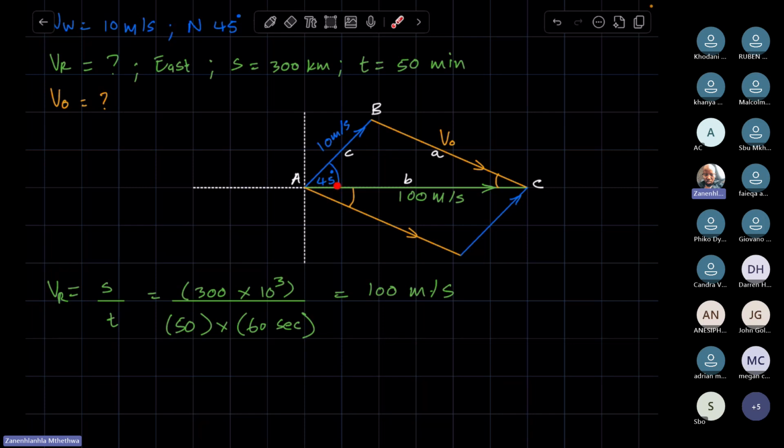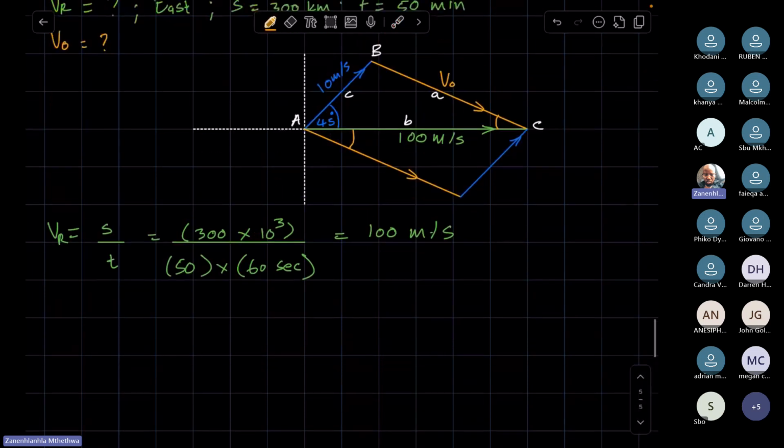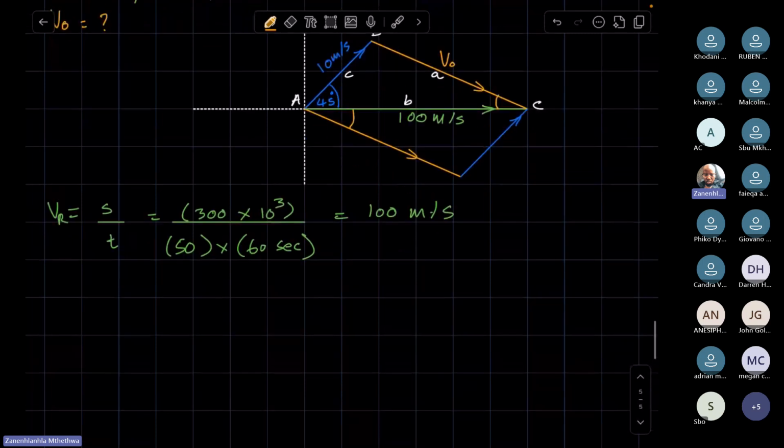Is it an included angle? Yes. So our angle is an included angle. Why? Because it is between two known vectors. We know this vector and we know this vector. Seeing that this is the angle we have, and it is between two known vectors, it means this is an included angle. So it means we're able to use the cosine rule.